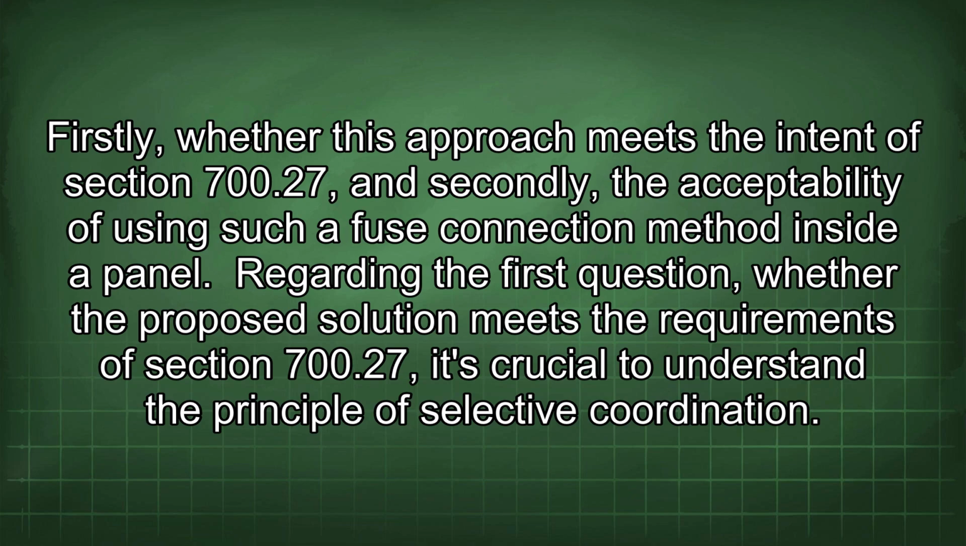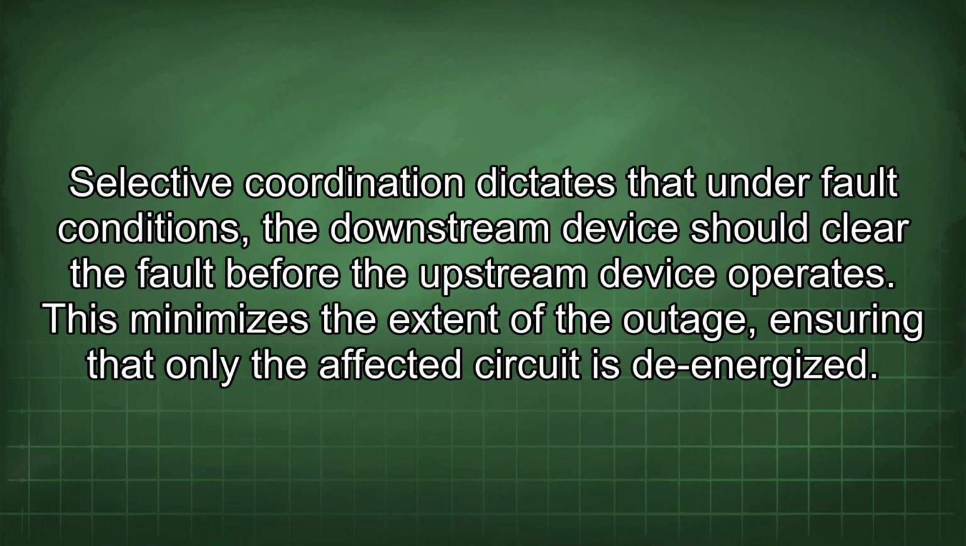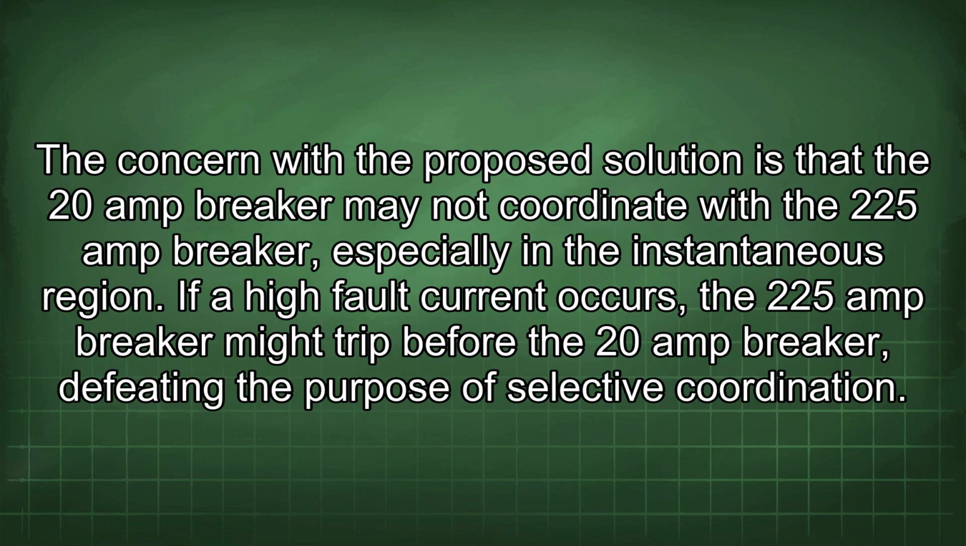Regarding the first question, whether the proposed solution meets the requirements of Section 700.27, it's crucial to understand the principle of selective coordination. Selective coordination dictates that under fault conditions, the downstream device should clear the fault before the upstream device operates. This minimizes the extent of the outage, ensuring that only the affected circuit is de-energized. The concern with the proposed solution is that the 20 amp breaker may not coordinate with the 225 amp breaker, especially in the instantaneous region.